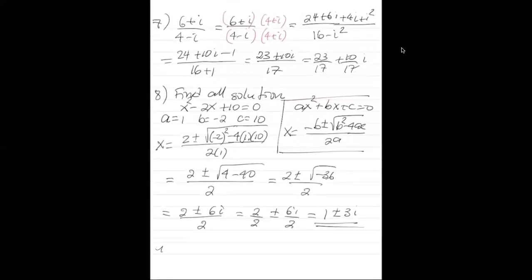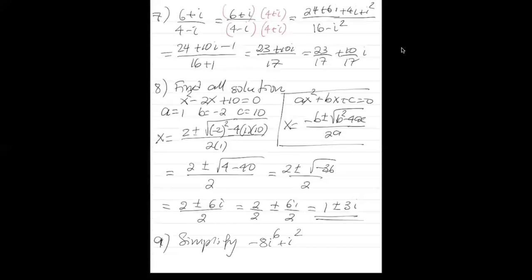Number 9. I think it says here simplify. So simplify the expression negative 8i to the 6 plus i squared. Now let's talk about the powers of i first. The powers of i. So i to the 1 is i, i squared is negative 1 by definition. i to the 3rd is i squared times i, which is negative i. i to the 4th, we can write as i squared squared, and i squared is negative 1 squared, so that's 1. And then they start repeating.